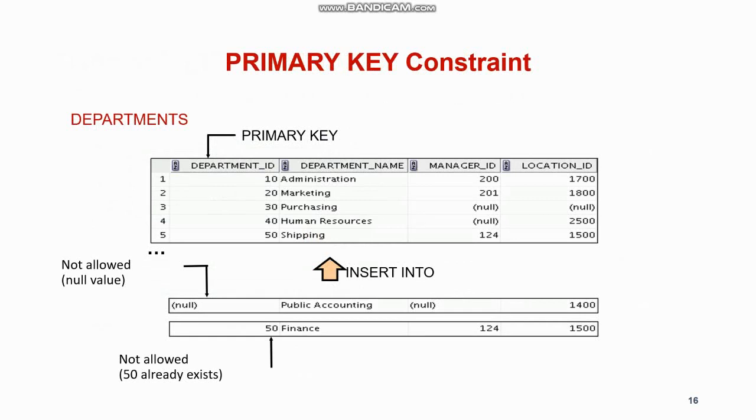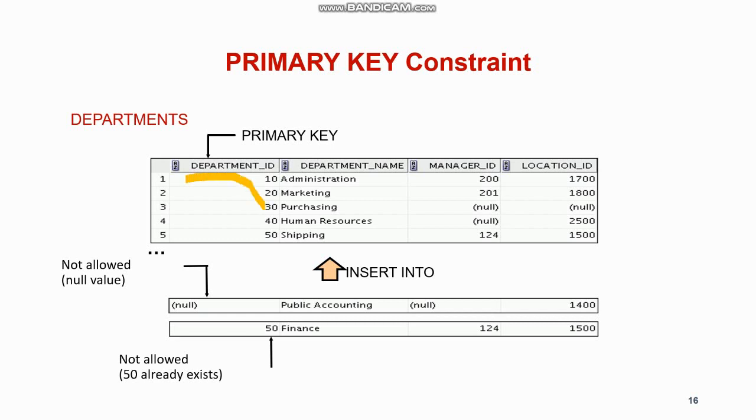Next comes primary key. So we already came across not null and unique. The job of primary key is equal to not null plus unique. Primary key will not accept null values. Primary key will not accept duplicates. So it does the job of both the not null constraint and the unique constraint.